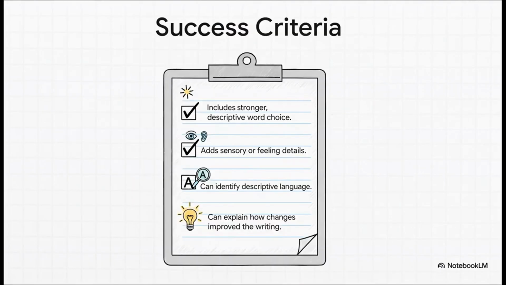So these are your look-fors, your success criteria. When you're sitting next to a student or looking at their writing, this is your checklist. This is what tells you, yep, they've got it. And it's more than just adding one little adjective, right? We're looking for those juicy sensory details, the words that make you see, hear, and feel something.